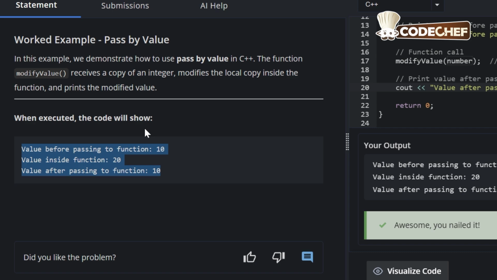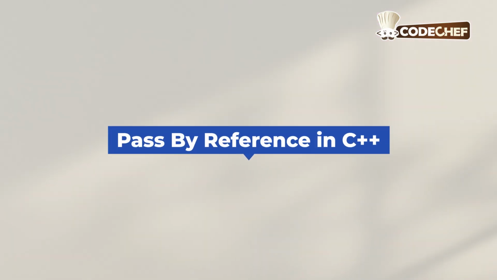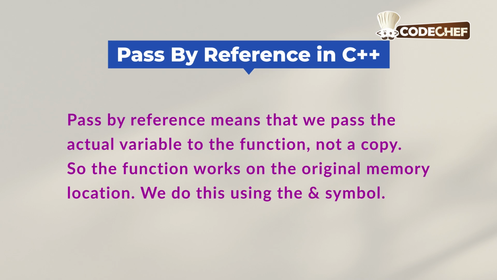and it also matches the expected output given in the program objective. Next is pass by reference in C++. Pass by reference means that we pass the actual variable to the function, not a copy. So the function works on the original memory location. We do this using the ampersand symbol.